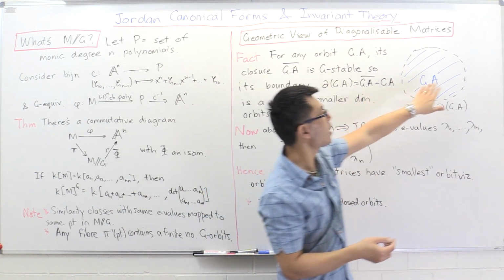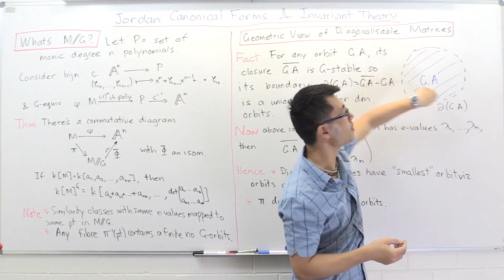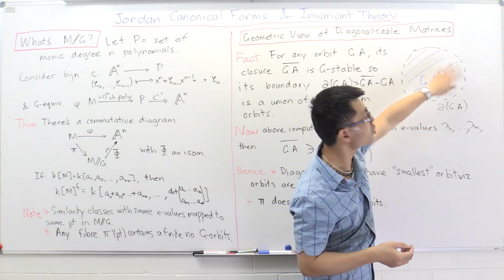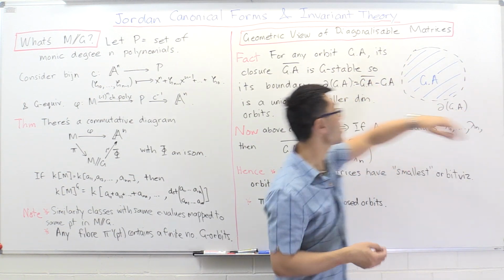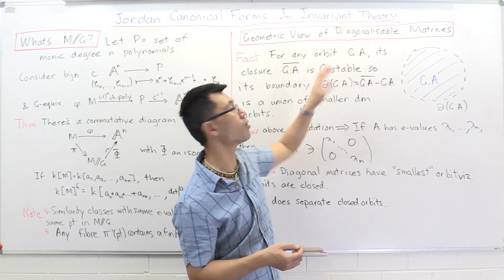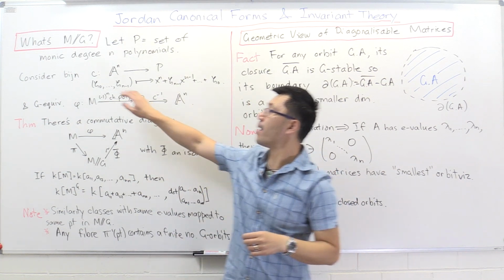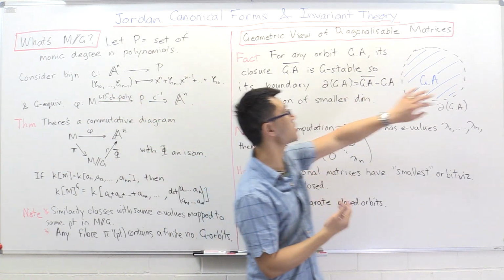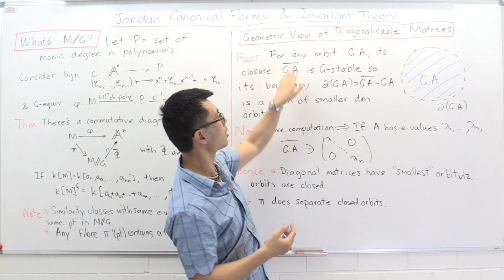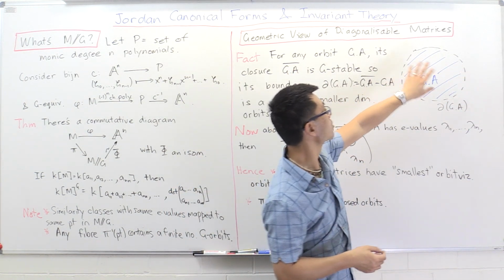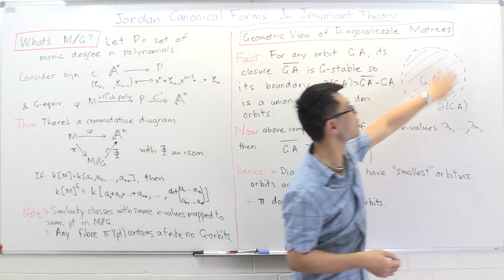So of course G permutes the elements inside this orbit, and since the action of G is continuous, it will send the closure back to itself as well. So that means that G has to act on the closure. So this closure is actually a G stable subset of M. That's the closure. So you can look at the boundary, that means you look at the closure minus this G orbit here.